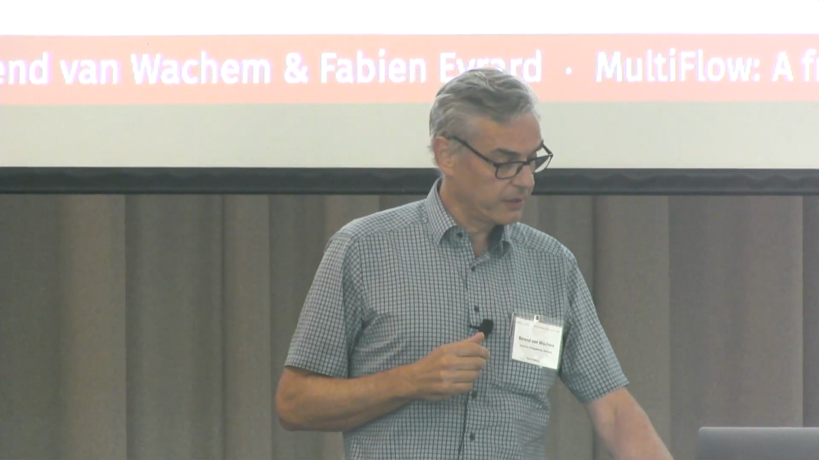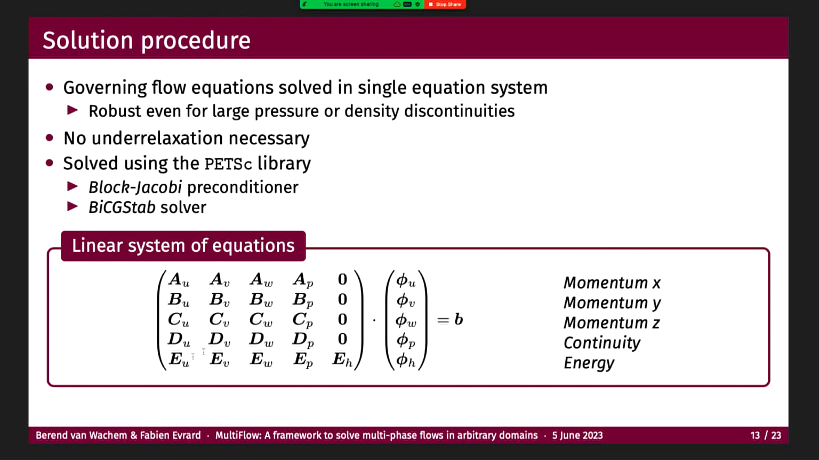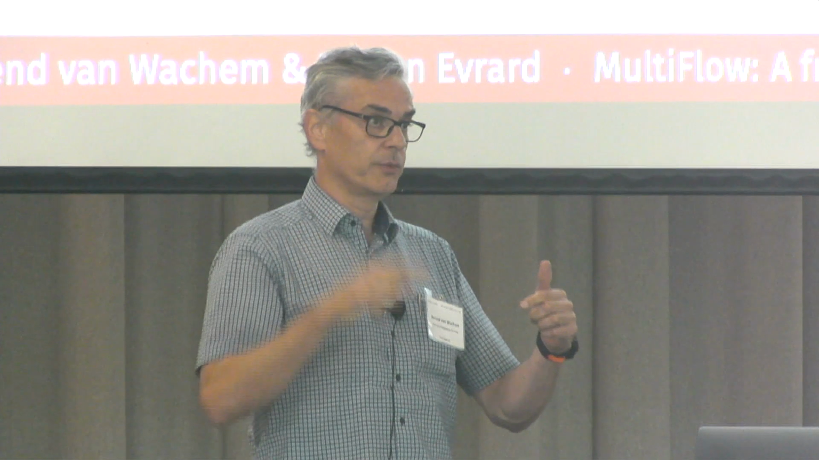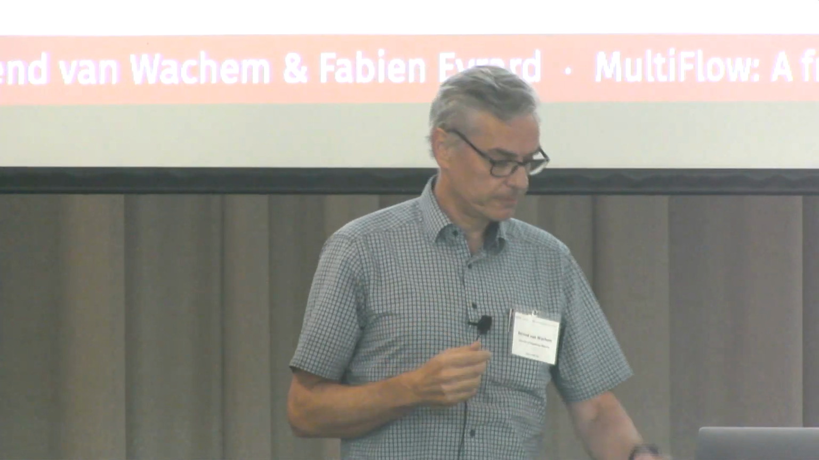And what we solve then is the matrix here, where big A, B, C, D, E are our coefficients. And here we have the unknowns: the velocity field, the first three variables, the pressure field, and additional fields like energy, volume fraction, or a number of other fields depending on the exact problem that we're interested in. So what we do is we loop over the mesh, we gather all these coefficients, we put them into the matrix, then we solve it, and then we go to the next time step.